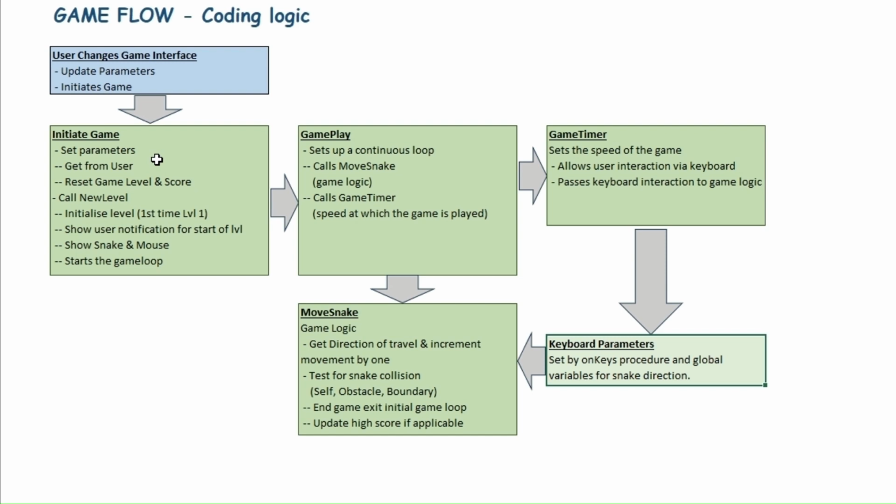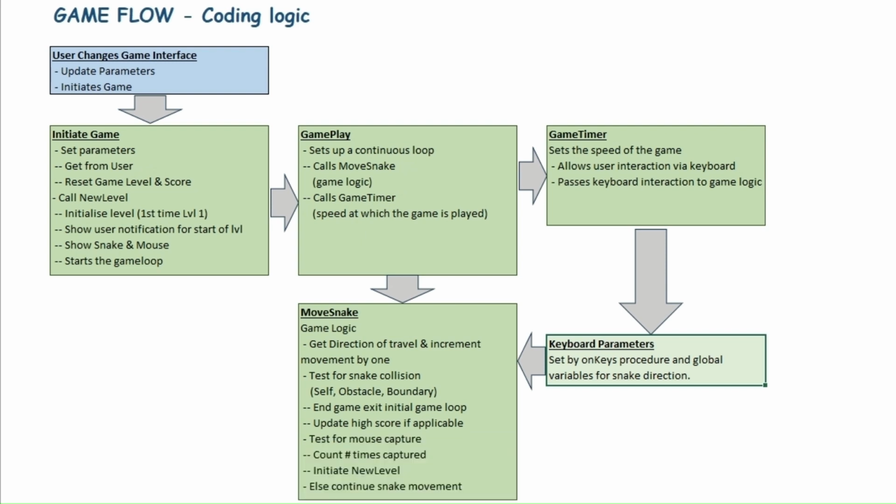This new level subprocedure is called every time we need to change a level in the game. Initially, it's set to level 1. The user gets shown a notification for the start of the level. The snake and the mouse is shown, and the game loop starts. That's the initiation process. The game loop is entered by gameplay, and the gameplay is a continuous loop that calls the move snake subprocedure and calls the game timer subprocedure. And these two subprocedures are the game logic and the game engine.